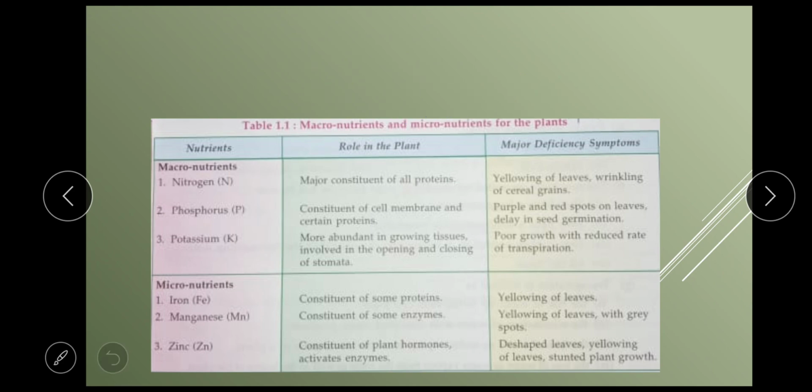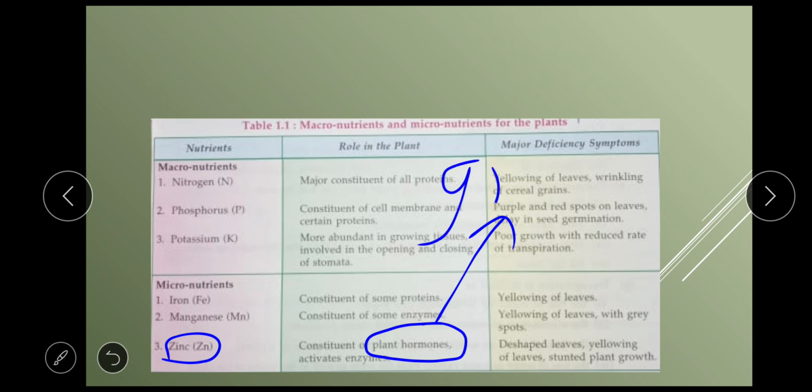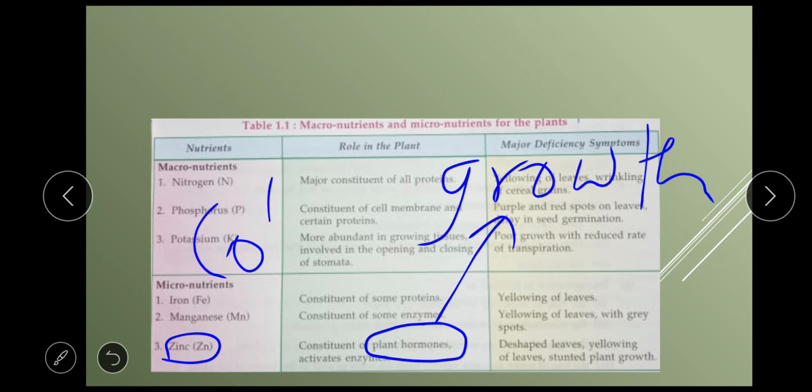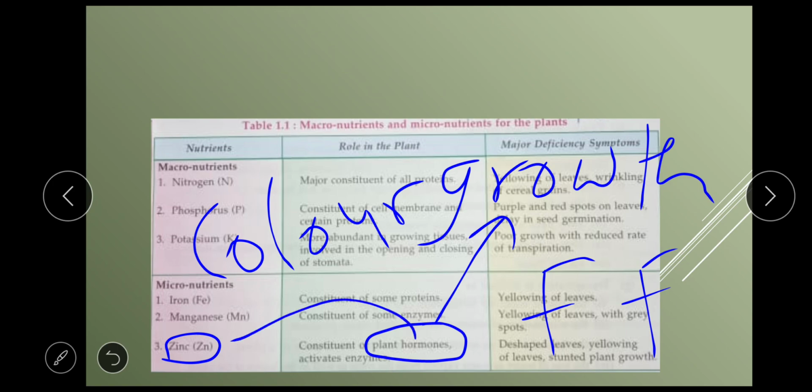Next is zinc. It constitutes plant hormones. Plant hormone means, see, hormones decide many things in our body and in the plant body also. For example, growth will depend upon the hormone, the color will depend upon the hormone, and the number of flowers and the number of fruits will depend upon the hormone, and these hormones depend on zinc. So zinc is very important.